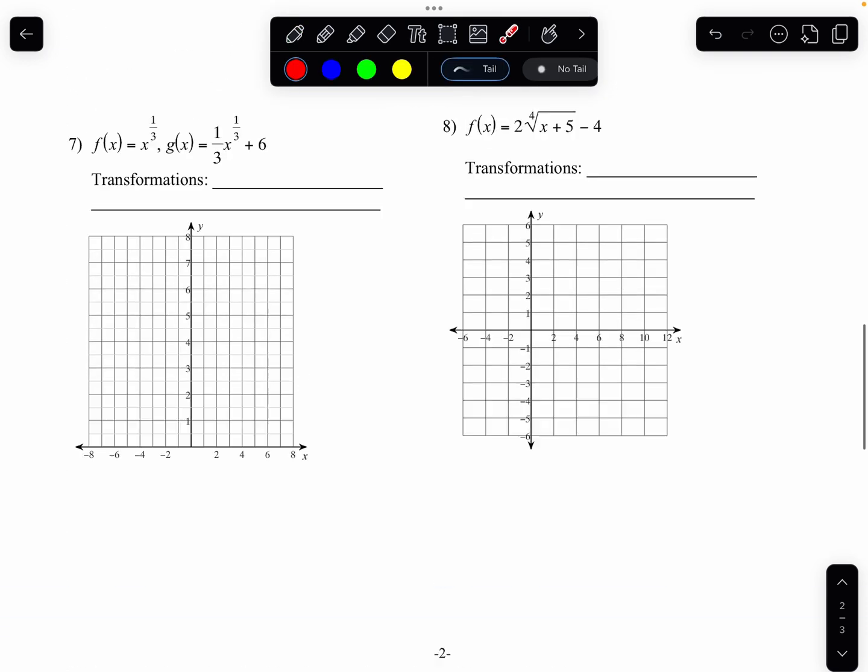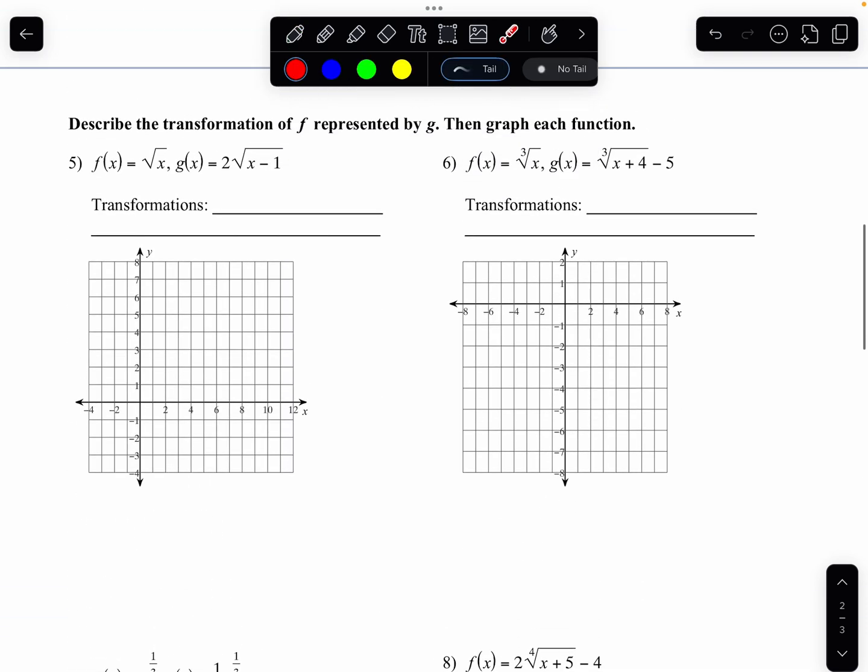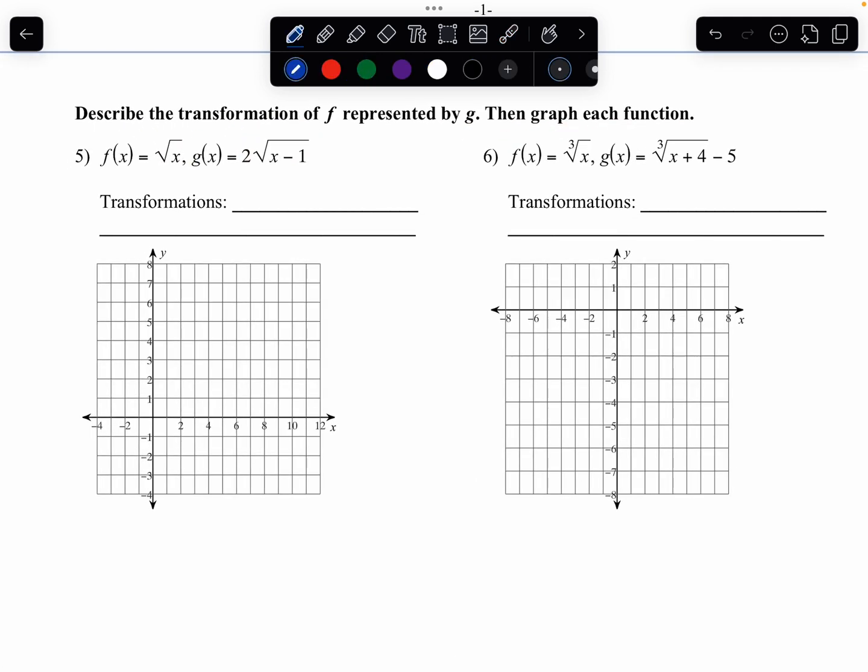Alright, looks like we have a couple more. So describe the transformation and then graph each function. So the square root of x over to this, so that would be a stretch by 2, and right 1. And then we're going to have, well, I'll get over to that. I'm jumping ahead. So those are the two transformations here.